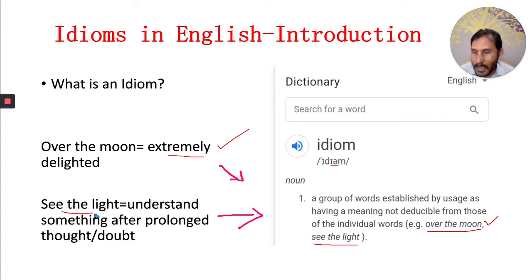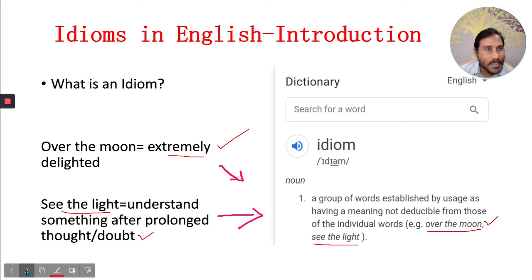And another idiom: see the light, understand something after prolonged thought or doubt. Something is dormant below the carpet. One certain day you will realize what it is. You will understand what it is. Something which was dormant for so many days and years, finally one day it comes to light. It will be known to the public. That is coming to see the light of the day. So that is the definition, or a little bit of introduction.